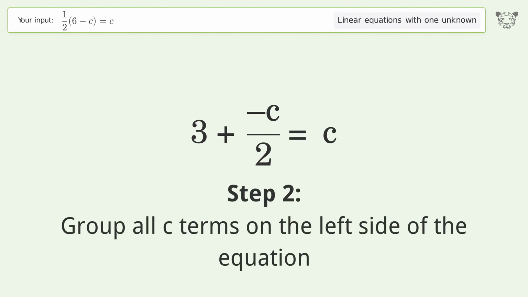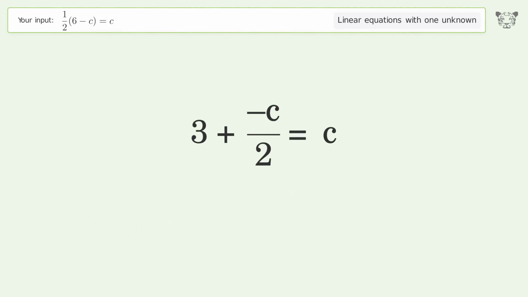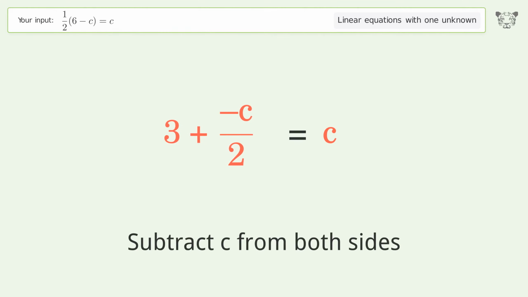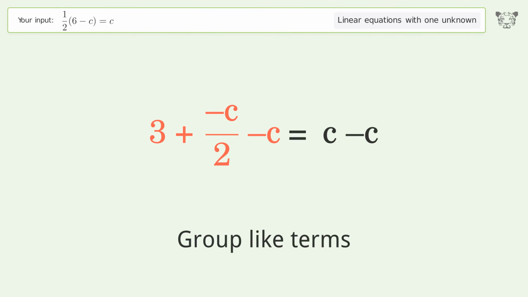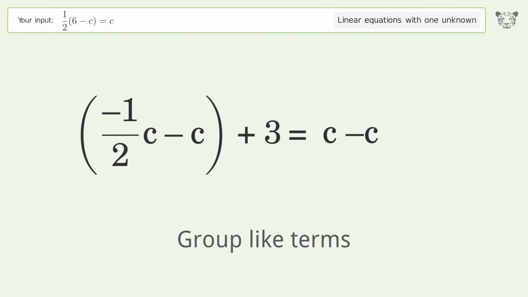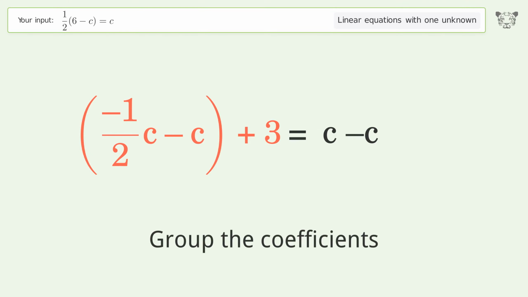Group all c terms on the left side of the equation. Subtract c from both sides. Group like terms. Group the coefficients.